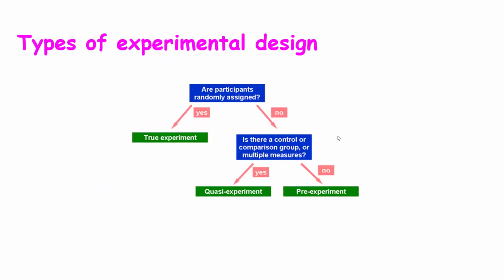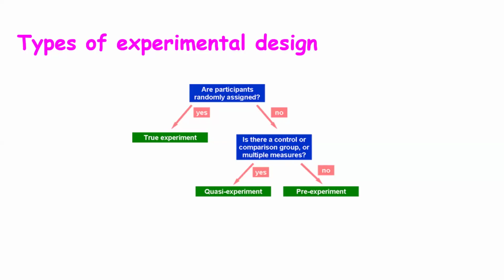If random assignment is not there, or the control group is not there, anything is missing, then it is called quasi-experimental. And if there is a control or comparison group or multiple measures, then you can go for quasi-experimental, but random assignment will not be there in quasi-experimental design.